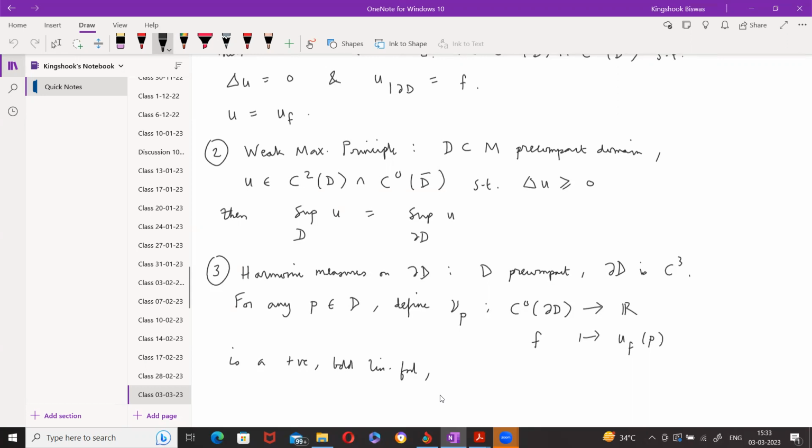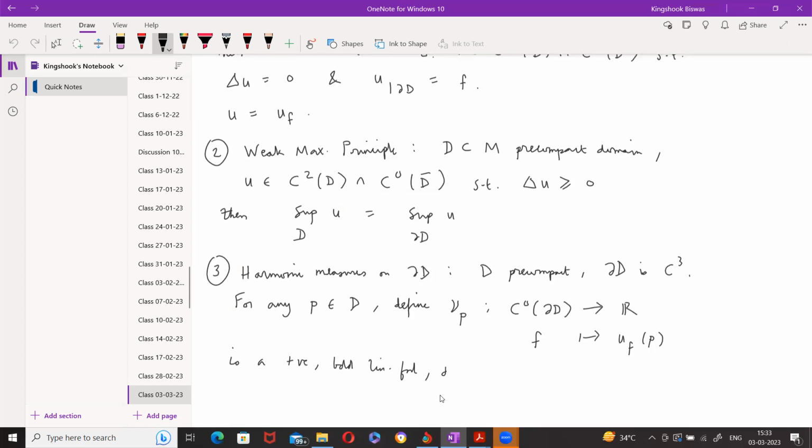And this is also a positive linear functional, because if f is greater than or equal to 0, then by the maximum principle, if I look at U f, the infimum of U f is greater than or equal to the infimum of f, which is greater than or equal to 0. So that means U f of P will be greater than or equal to 0. So this is a positive linear functional, which is of norm less than or equal to 1. And the norm is equal to 1 because if I take f to be the constant function 1, then its harmonic extension is the constant function 1. So this has norm exactly equal to 1.